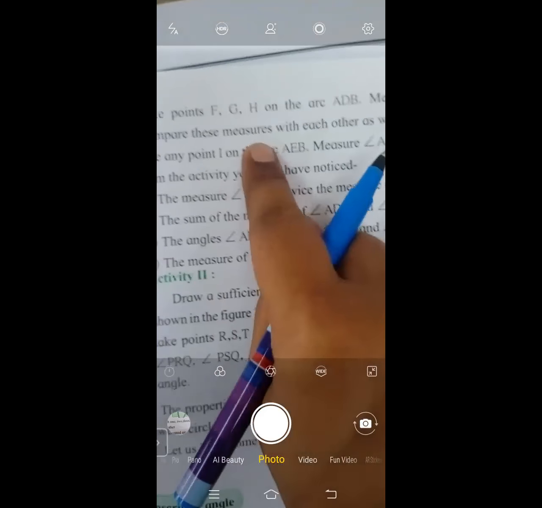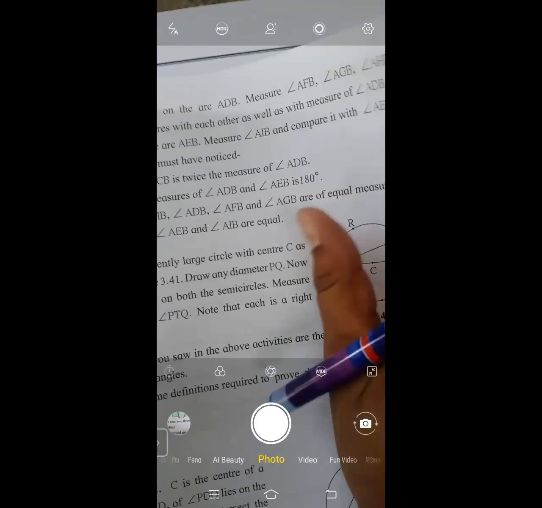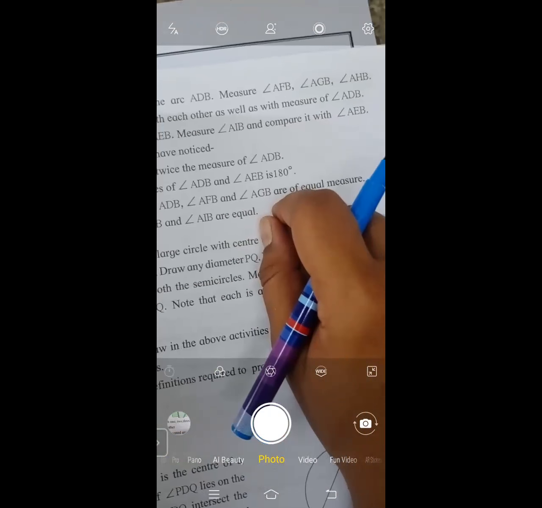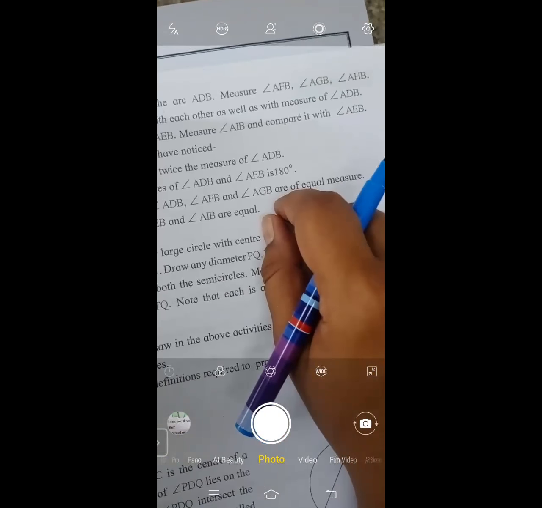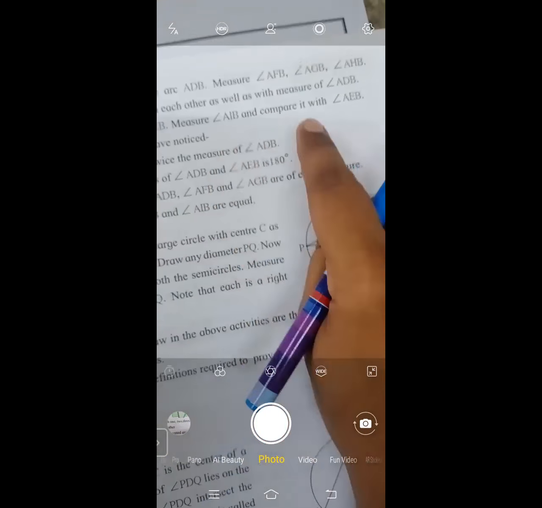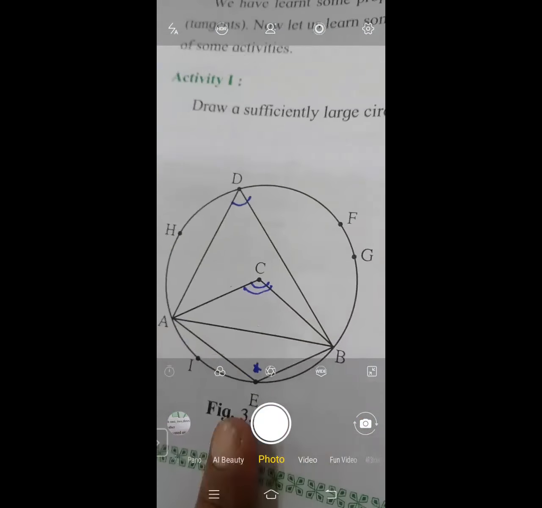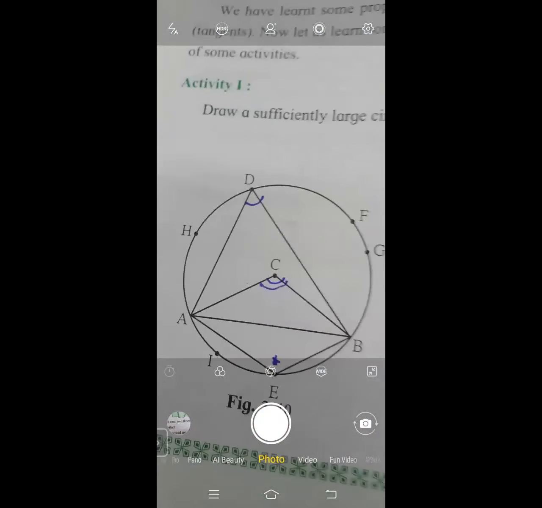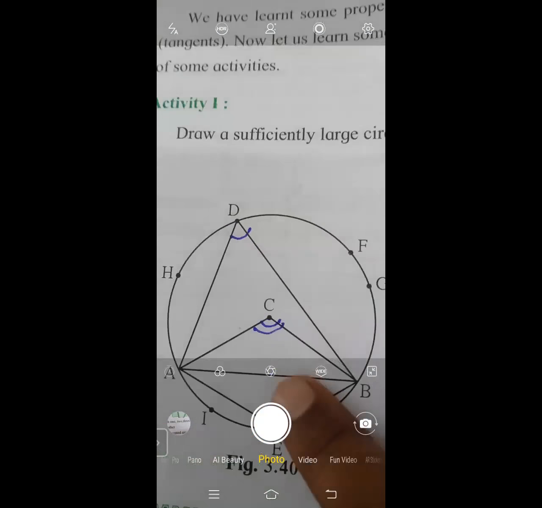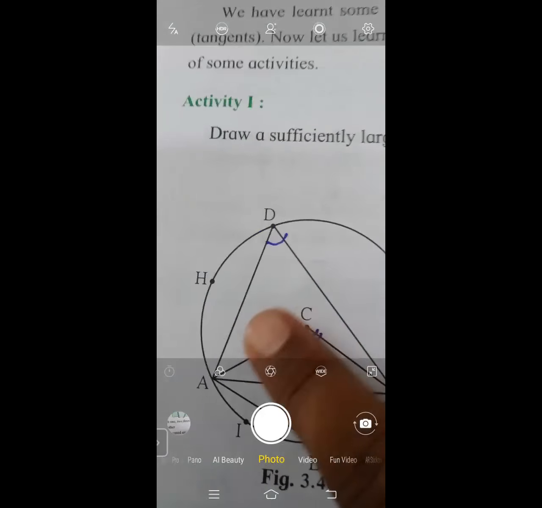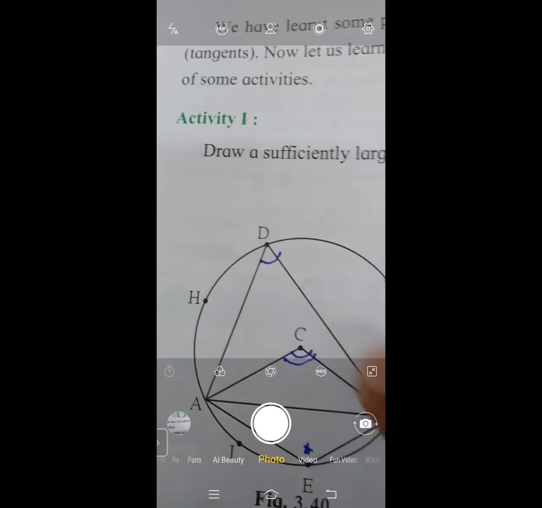Then what we have to do? We have to take points F, G, H on the arc ADB. Measure angle AFB, angle AGB, angle AHB. Compare these measures with each other as well as the measure of angle ADB. So why are we comparing these angles? We are comparing these angles to see the difference between the central angle and the angles which are present on the circle.